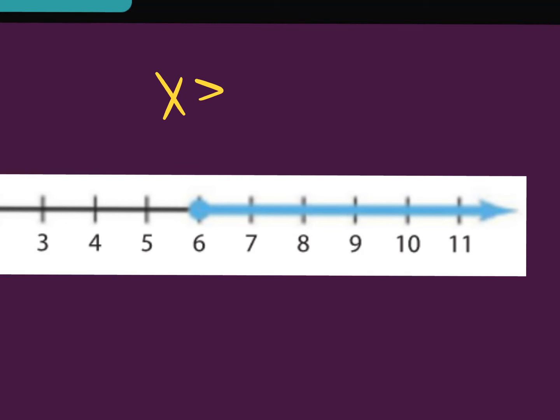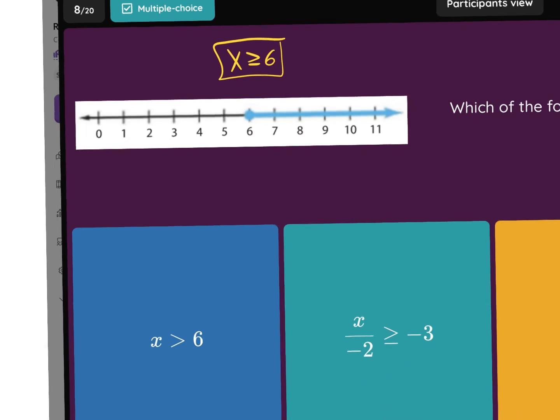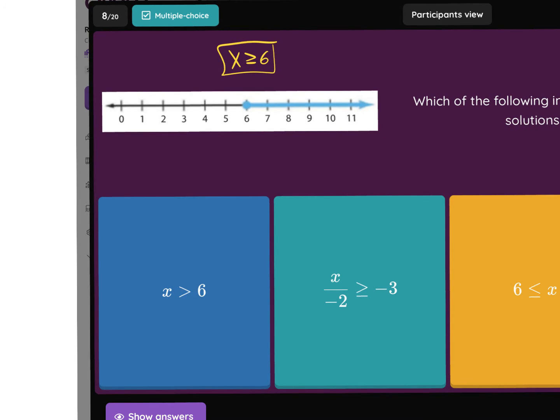Now, is that a solid dot or an open dot? It's a solid dot, so I'm going to put a solid line underneath that inequality, and it's at the value of 6. That's how you write your inequality. Nice and easy, right? Now, which of these multiple choice options give us that? Well, I almost picked that one, but it's not right because it doesn't have a solid line underneath it.